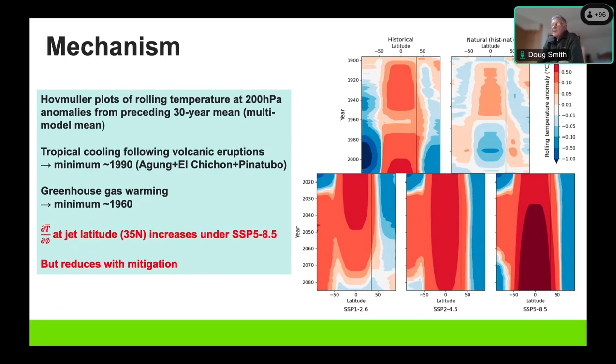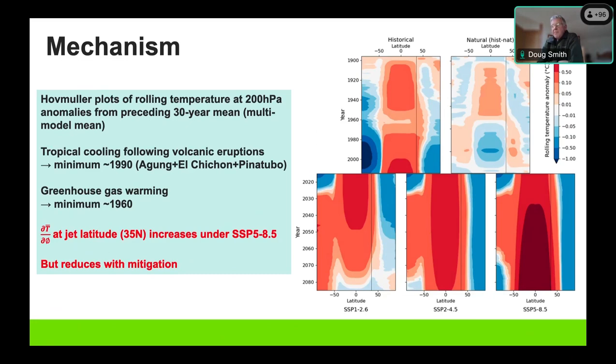And that explains, I think, why when we constrained the natural simulations, the minimum was in around about 1980, so too late compared to the observed minimum around about 1960.